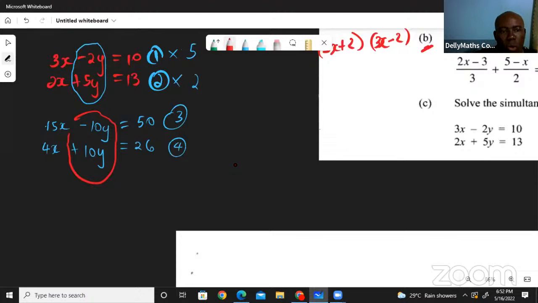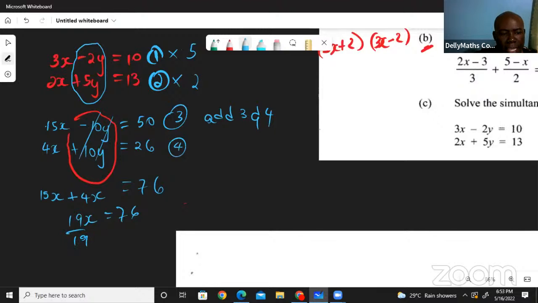So adding. What we want to do is add equations 3 and 4. All right, I don't like how that looks. Let me take that off. What we want to do is add equation 3 and 4. In doing so, we'll have 15x plus 4x, and then the y terms are gone to 0, and we'll end up with 76. This looks like 19 to me. 19x is equal to 76.